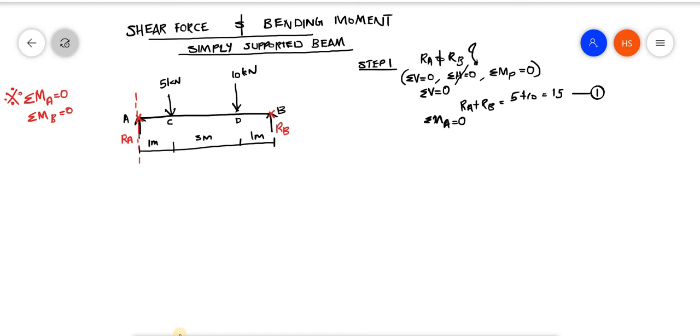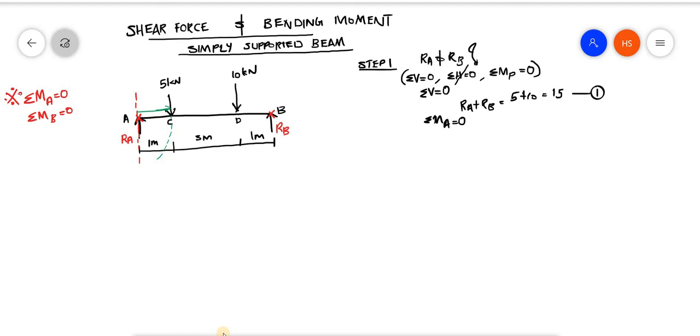The first moment, RA, will be 0. The next one is due to 5 kilonewton. So 5 kilonewton is acting like this. Just consider I am taking from here. And how will it be rotating? It will be rotating like this, because it is acting in the downward direction. So it will be rotating in the clockwise direction.